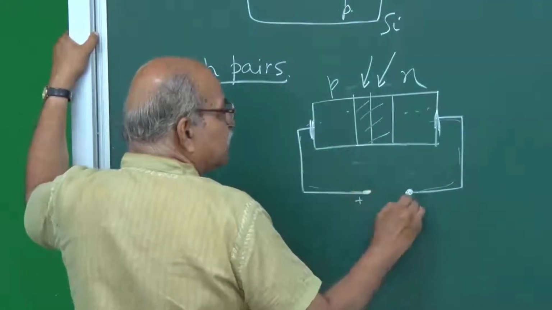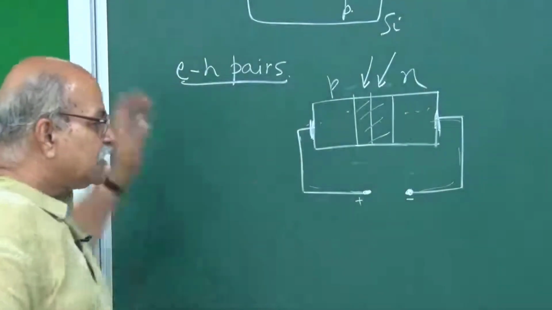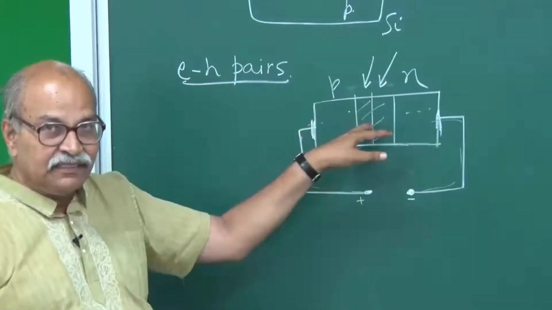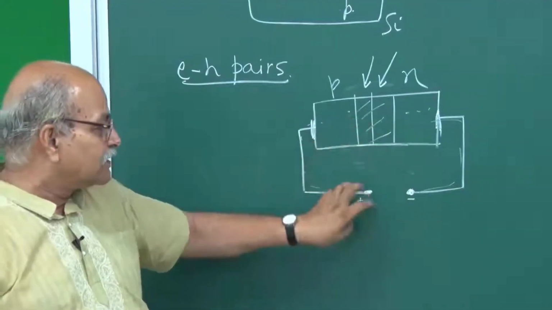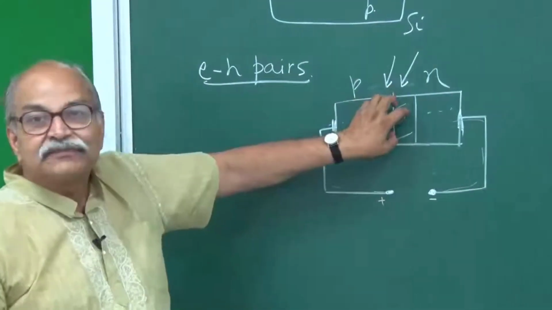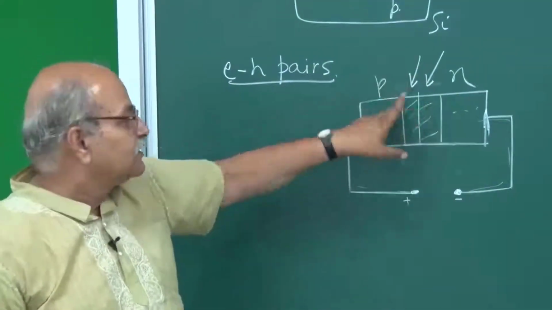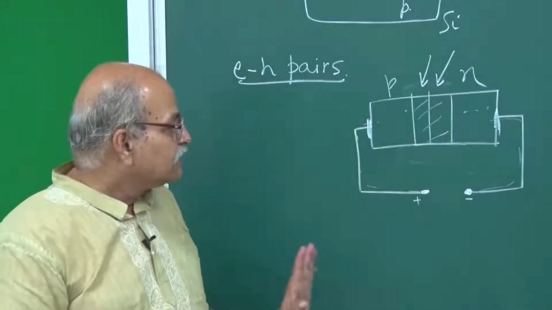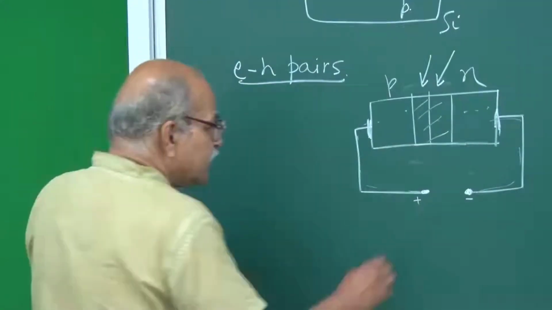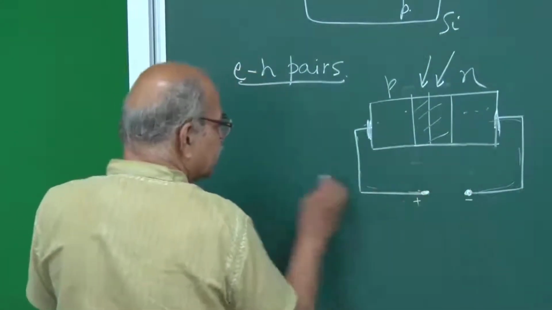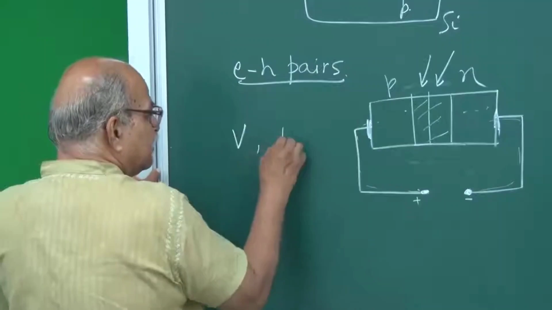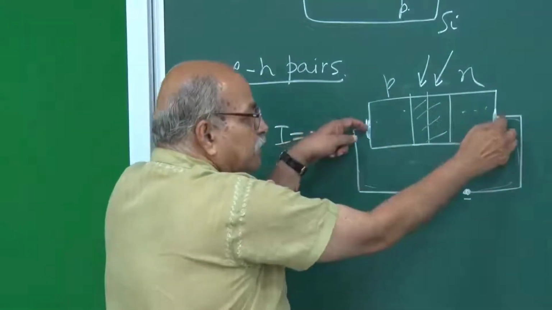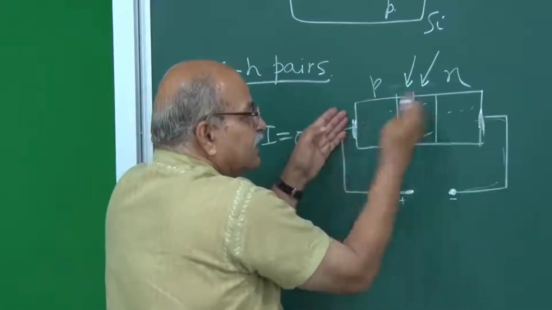So a potential will be developed, and because of that potential you have some kind of forward biasing, which at certain concentrations will balance this reverse drift current which is going because of this electric field, and things will be settled. So in this case you will have some potential difference here. I will be 0, there is no current, but there is a voltage difference on this p side and n side.